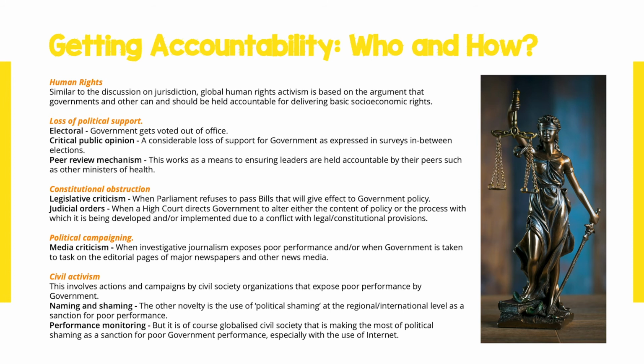In terms of political campaigning, media criticism plays a big role. When investigative journalism exposes poor performance and or when government is taken to task on the editorial pages of major newspapers and other news media, it is a form of accountability. And of course, we've got civil activism. This involves actions and campaigns by civil society organizations that expose poor performance by government. They include naming and shaming. The other novelty is the use of political shaming at regional and international level as a sanction for poor performance.